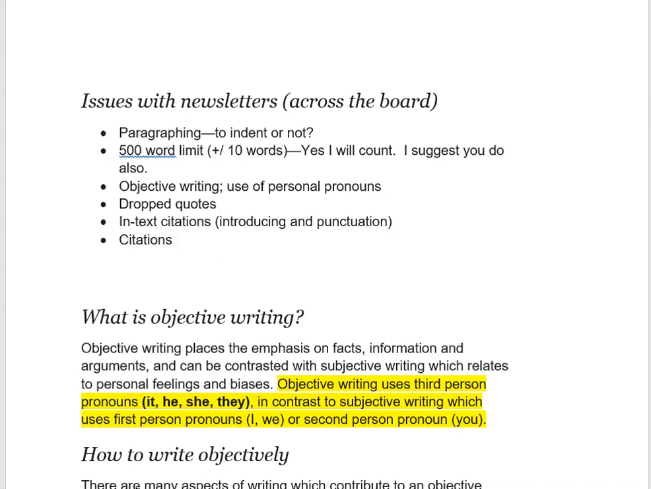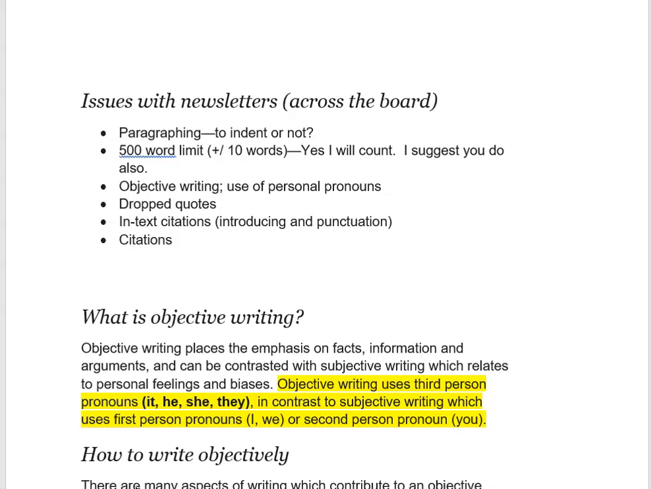Biggest problem I have is probably objective writing and the use of personal pronouns. The next biggest was drop quotes. You just threw a quote in there. Some of you didn't use in-text citations, some of you did. How to use an in-text citation, introduction and the punctuation, making sure it's correct, and placement of citations.